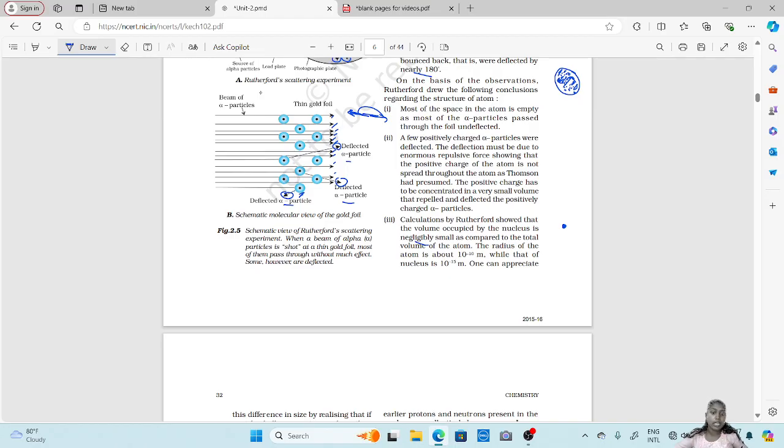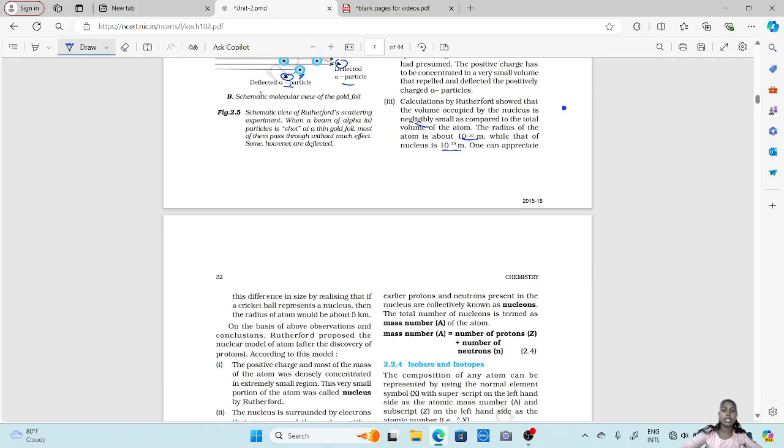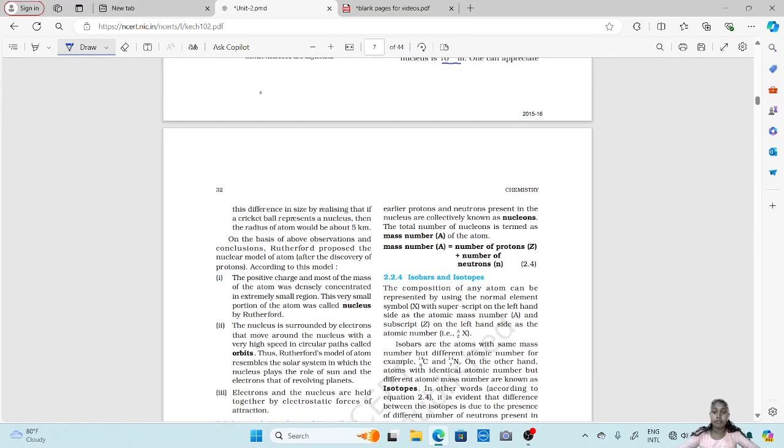The radius of the atom is 10 raised to minus 10 meter, while that of the nucleus is 10 raised to minus 15 meter. So it is even smaller than the atom. One can appreciate this difference in size by realizing that if a cricket ball represents the nucleus, then the radius of the atom would be about 5 kilometer.